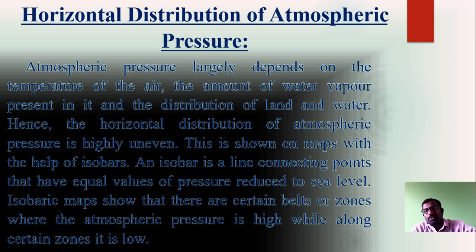Second one is horizontal distribution of air pressure. Atmospheric pressure largely depends on the temperature of the air, the amount of water vapor present in it, and the distribution of land and water. Hence, the horizontal distribution of pressure is highly uneven. This is shown on the map with the help of isobars. An isobar is a line connecting points that have equal values of pressure reduced to sea level. Isobaric maps show that there are certain belts or zones where the atmospheric pressure is high, while in certain zones it is low.